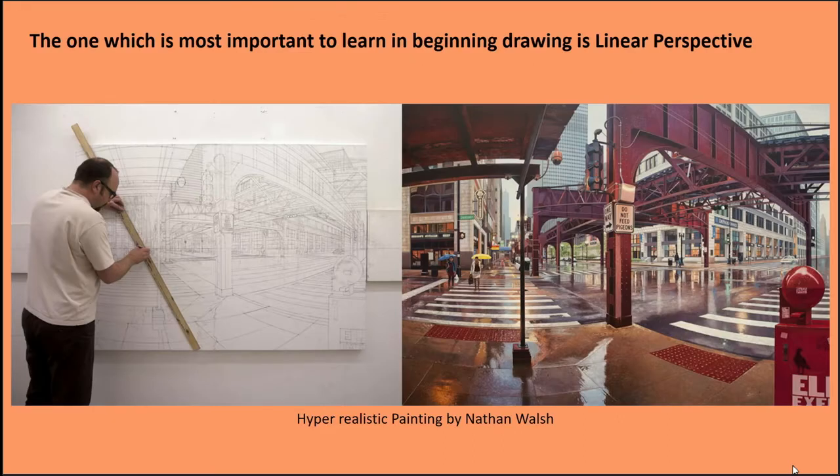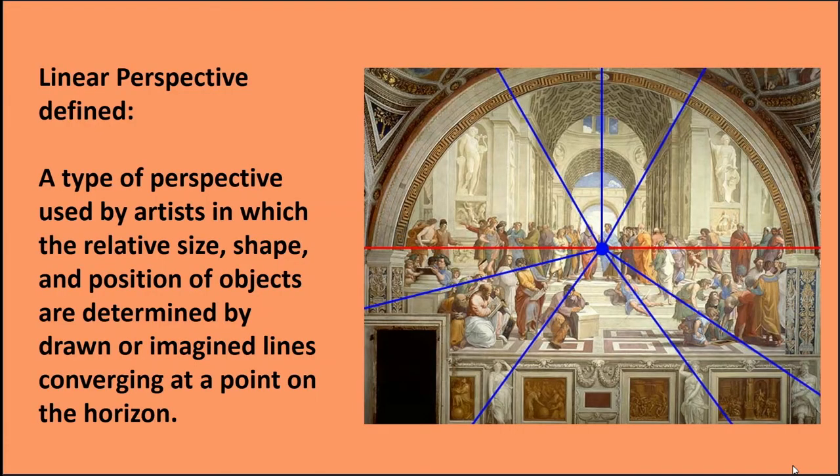So for us in drawing, the one which is probably the most important to learn in the beginning of the drawing class is something called linear perspective. And here, with this hyper-realistic painting by Nathan Walsh, you can see him first laying out the perspective of the actual painting prior to painting it. Linear perspective basically means a type of perspective used by artists in which the relative size, shape, and position of objects are determined or drawn by imaginary lines that converge to a point on the horizon line.